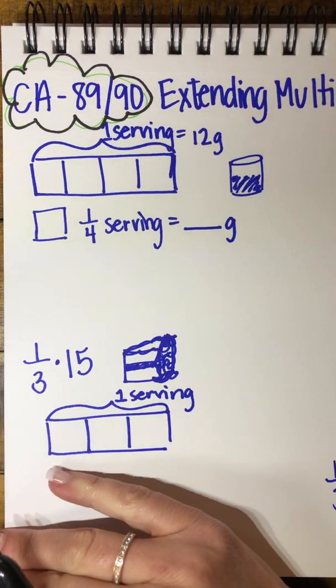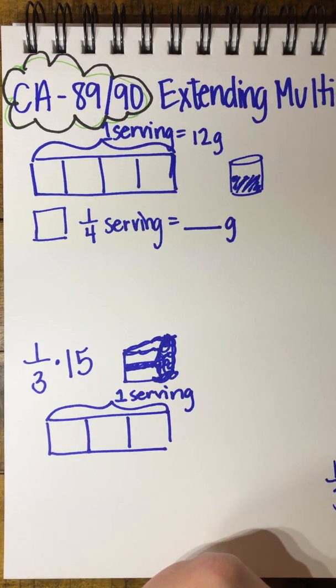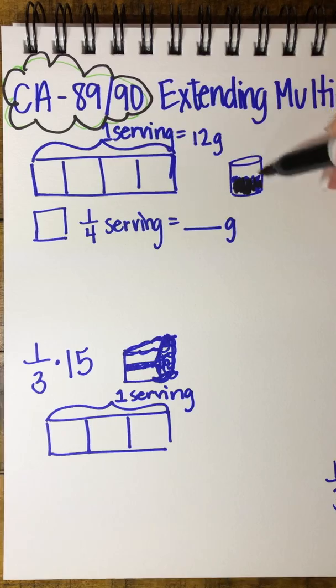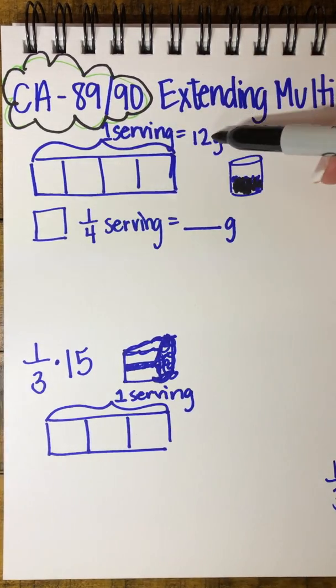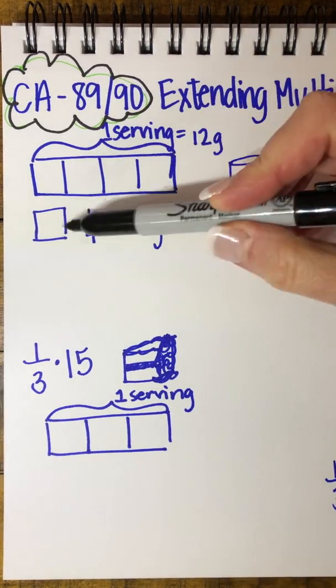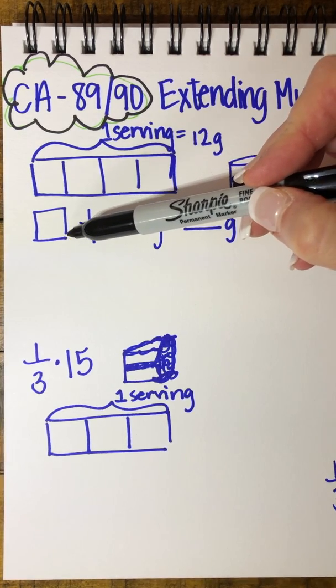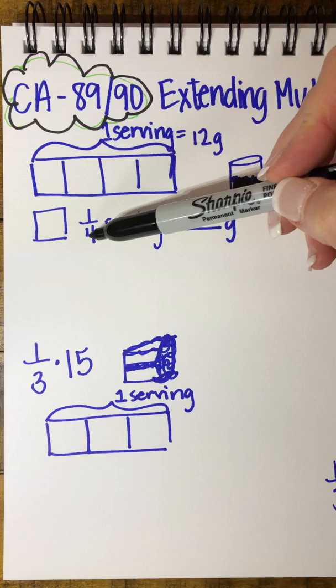All right, in this first one, we're looking at grams of sugar in a serving of juice. And so in this serving of juice, in one single serving, we have 12 grams of sugar. And our question is about how many grams of sugar are in a fourth of a serving.